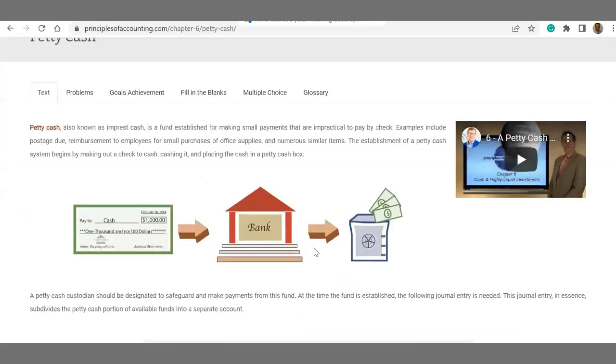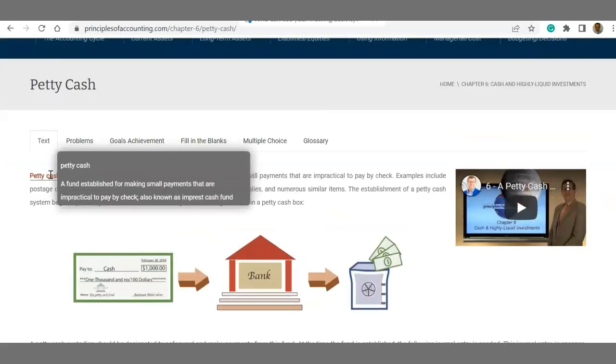Petty cash, again, it's very important for a business to establish a petty cash fund to make small payments that are impractical to pay by check, also known as an imprest cash fund. But petty cash is the common term. Imprest cash one is too fancy.